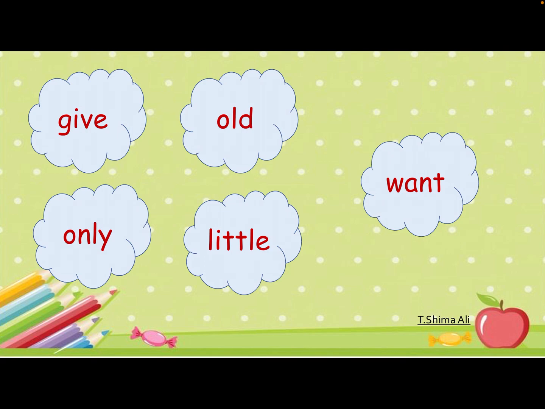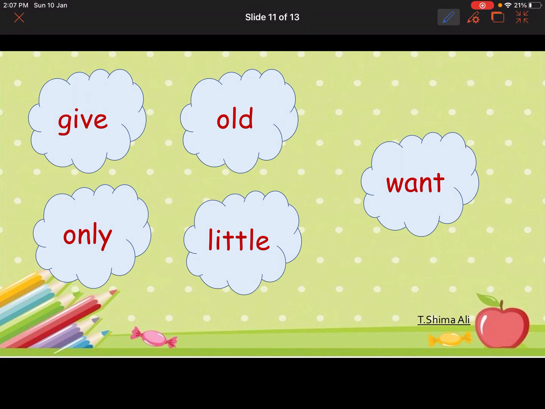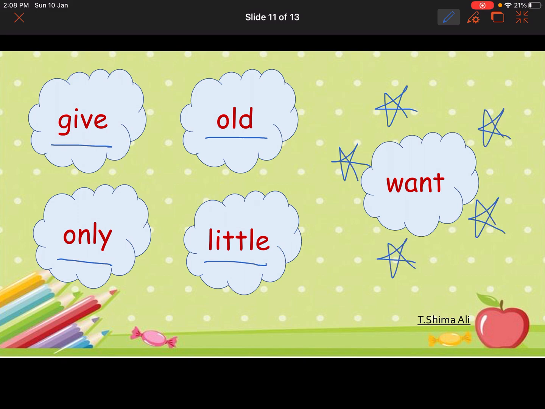Okay, let's move to our tricky words that we have learned this year. We have the word give, number 2, only, old, little. And our new word for this lesson is the word want. Want. Again, want. Okay, so we use it when we ask someone to give us something. I want, for example, a pencil, or I want to go to school, I want to play, I want to watch TV, I want to drink some water, like this.